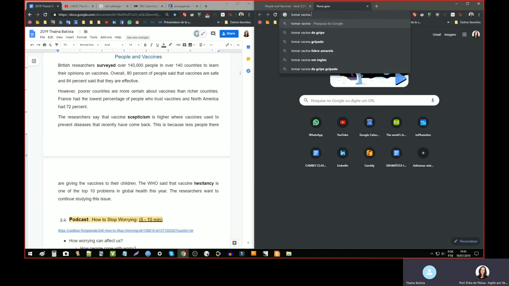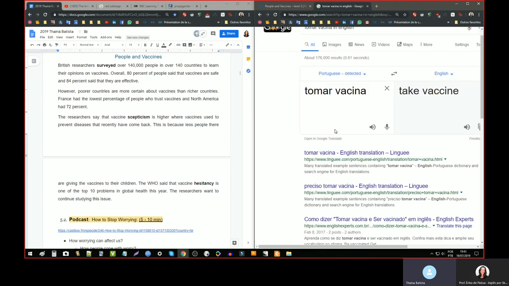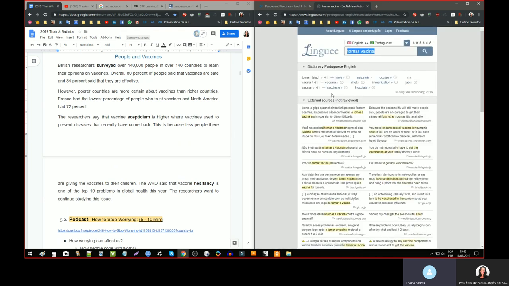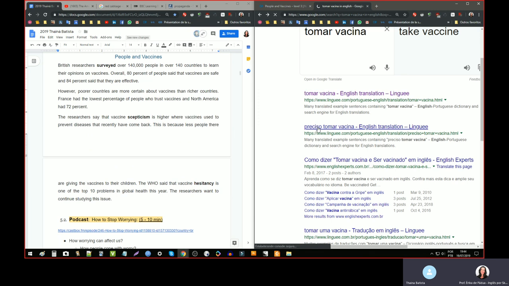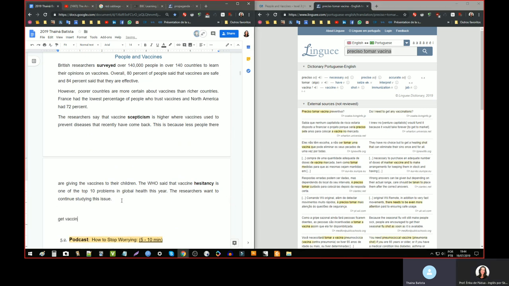Okay, so in some countries, and as the text told us, maybe the richer countries, people are not taking or getting vaccines. It says get a shot, get a flu shot, because shot is the same as a vaccine. And vaccine, I think, refers more to the contents, and shot is the action. So you can say get a shot, for example. Let me just take a look at this. Do I need to say get vaccination? Get vaccinated, I think. Okay, to get vaccinated. So in those countries, people are not getting vaccinated.